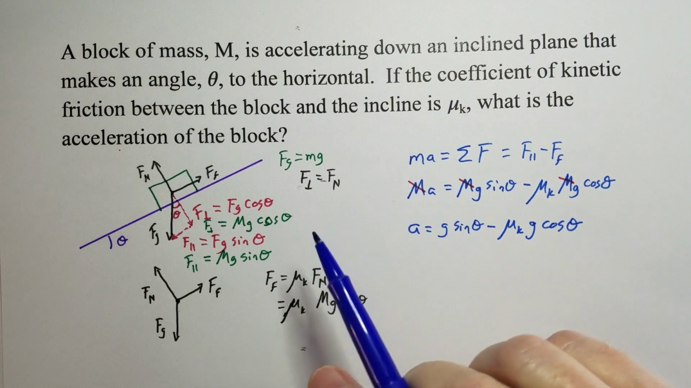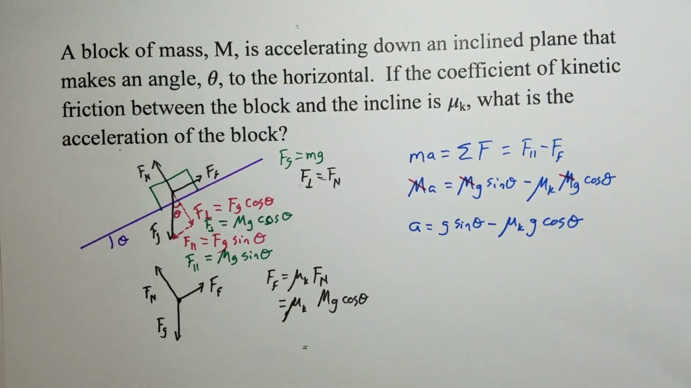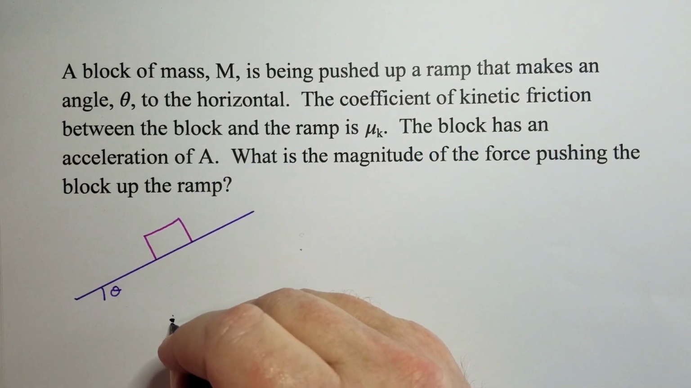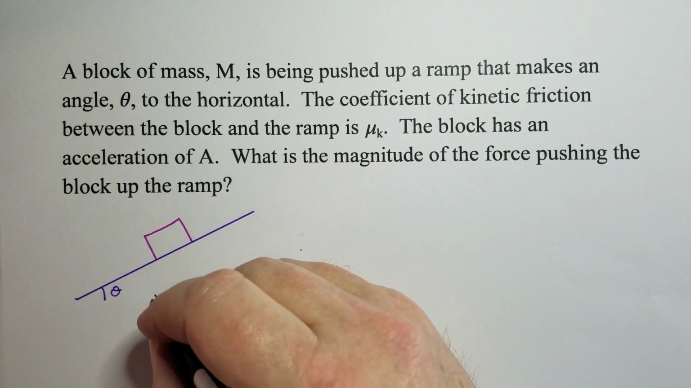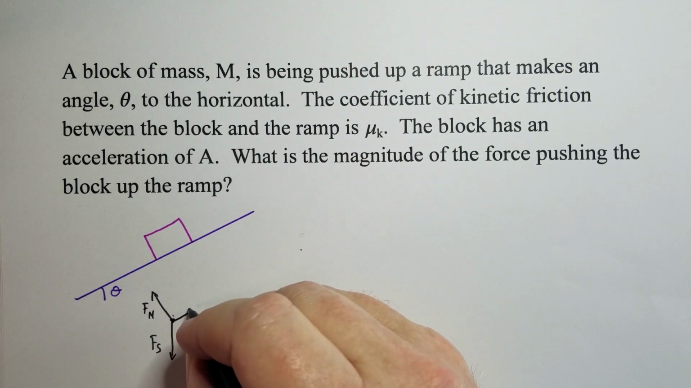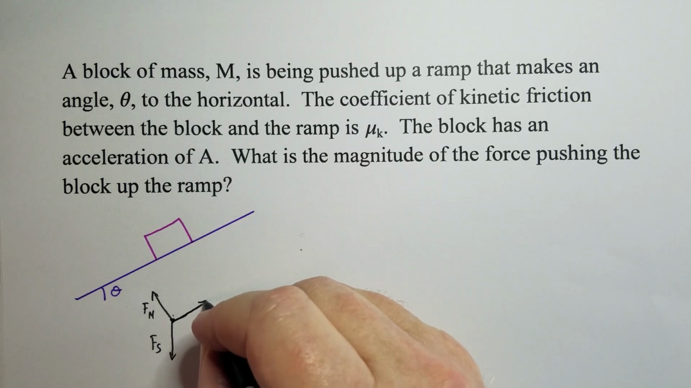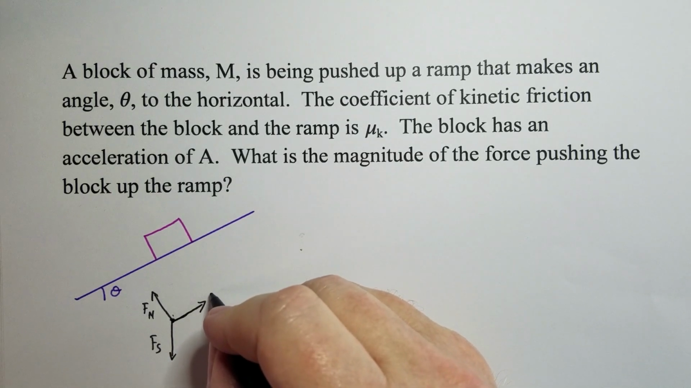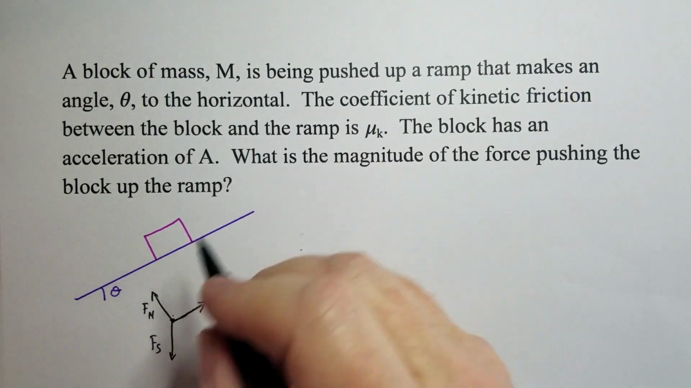Let's do one where we're actually pushing the block up the ramp. See how that affects the solution. Okay, so we have a similar situation. We have weight acting down, the normal force perpendicular to the surface, and friction acting on it, as well as a push. In this case, let's just call it T. It could be a rope. I said somebody's pushing it.